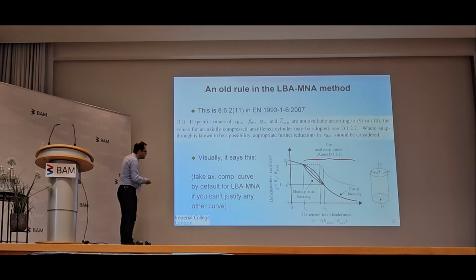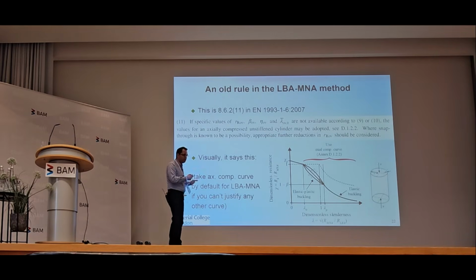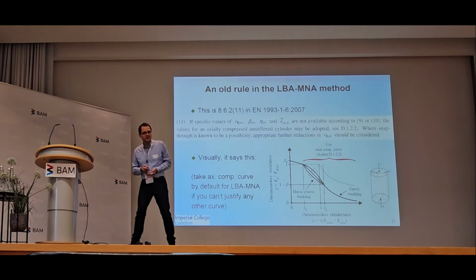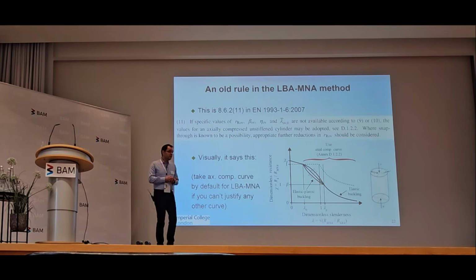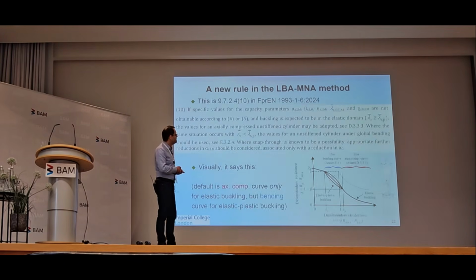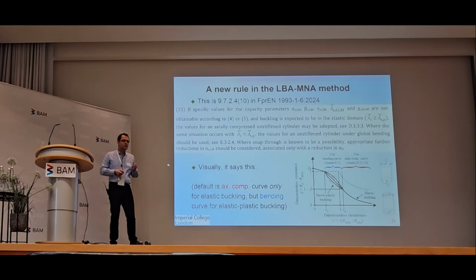And what this says visually is well, okay, you've done your LBA, we assume correctly, you've done your MNA, this has given you a dimensionless slenderness, this has placed you somewhere, take the curve for axial compression, and that will give you your resistance. That will give you your characteristic resistance. So that was the rule in 2007. And in 2024, we changed it a bit.